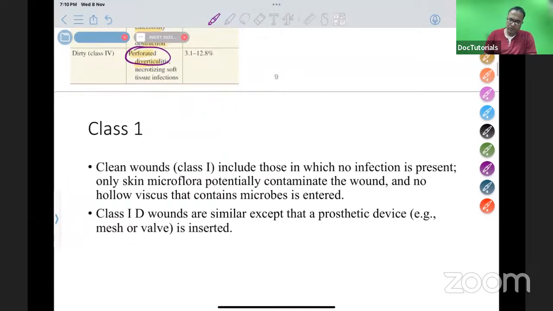And a direct line, please don't forget: a clean wound is a wound in which no infection is present, only the skin microflora contaminate the wound. So please remember, it is the skin microflora which contaminate the wound in a class 1 wound. Class 1D, what is this 1D? It's a new update in SWATS. 1D is a wound in which a prosthesis is kept. So hernia repair with mesh comes under 1D classification.